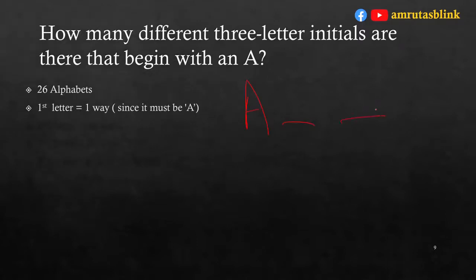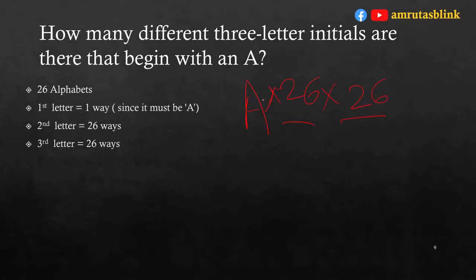Now for the second letter, again 26 options are possible because there is no condition given, as you cannot repeat A or anything like that. So for the second place you have 26 options, and again for the third place also there are 26 options. So the total number of ways will be 1 into 26 into 26, that is 676 ways are possible.